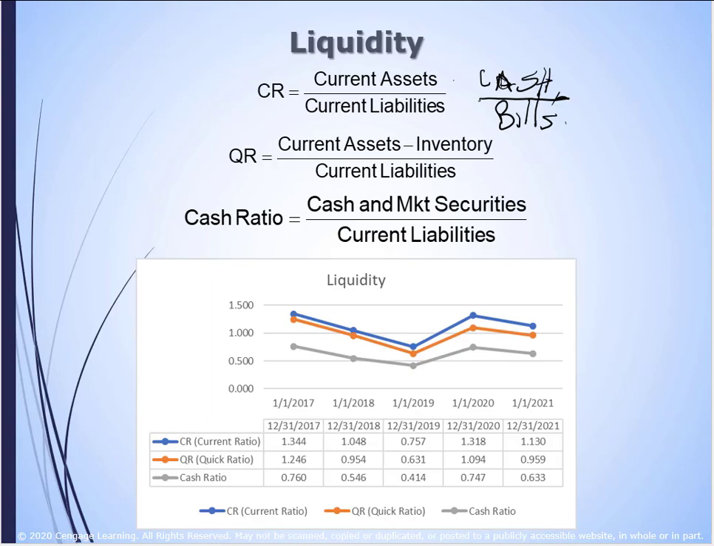The quick ratio subtracts inventory from the numerator. Why do we do this? Inventory is the most difficult current asset to get rid of. So the quick ratio is just a more conservative measure of liquidity. And the difference between these two is obviously going to reflect how much inventory the company has.